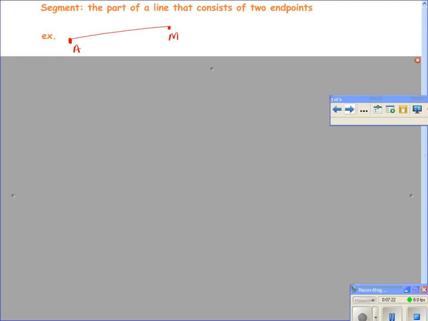How do you think we could name this? You think it could go both ways, AM or MA? Would that be the same segment? Just like with lines, it doesn't matter. So we've got AM, but we don't put arrowheads. We just put that segment above it. Or MA.